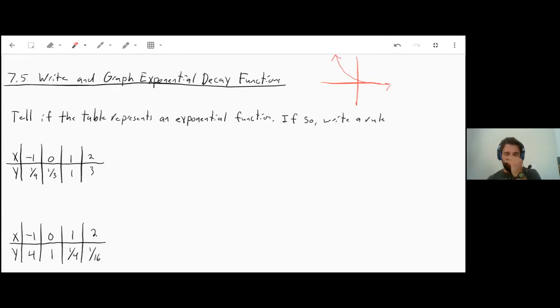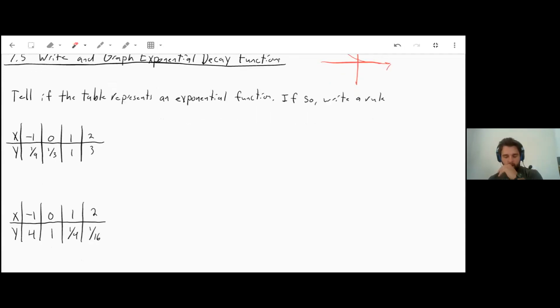So first thing we're going to do is just figure out, does the table represent an exponential function? Or in other words, are we multiplying by a repeated number each time? If so, then we have to find a rule for it. Well, to get from 1/9 to 1/3, we could multiply by 3. And to go from 1/3 to 1, we would multiply by 3. And to get from 1 to 3, we multiply by 3. So yeah, this does represent an exponential function.